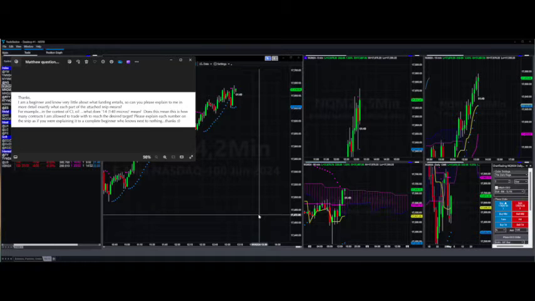Got a question from Matthew today. He says, "Thanks. I am a beginner and know very little about what funding entails. So, can you please explain to me in more detail exactly what each part of the attached SNP means? For example, in the context of crude oil, what does 14 or 140 micros mean? Does this mean this is how many contracts I am allowed to trade with to reach the desired target? Please explain each number on the SNP as if you were explaining it to a complete beginner who knows next to nothing. Thanks." Well, Matthew, thank you so much for the question.